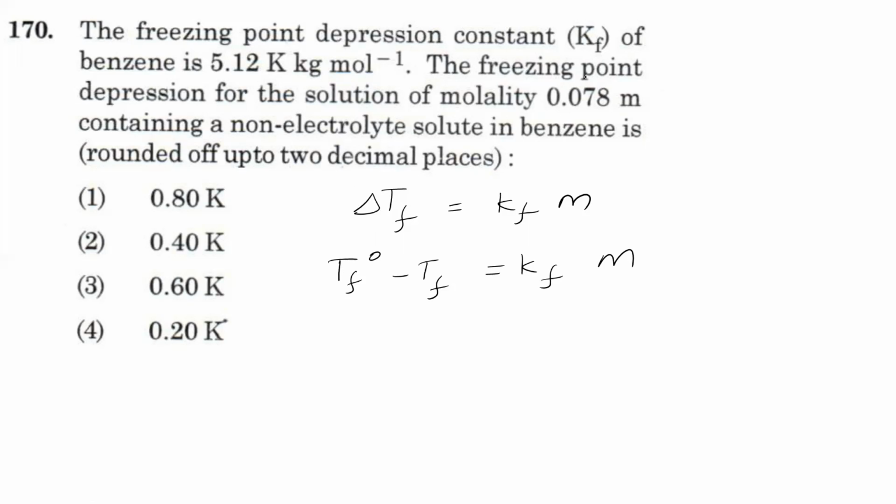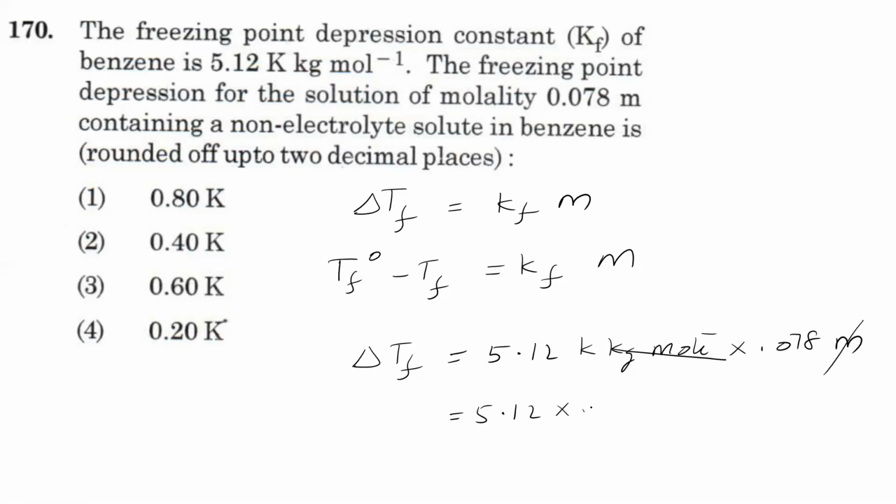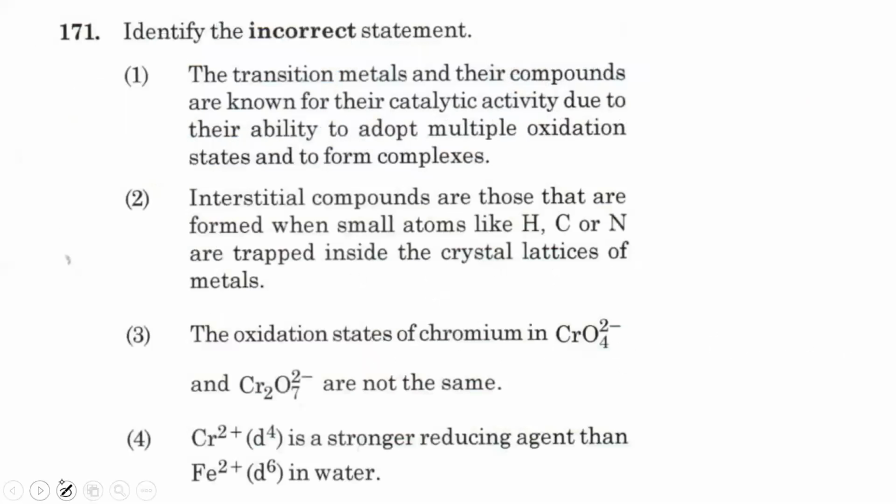They are asking only about the freezing point depression, delta Tf. So delta Tf is equal to Kf, which is 5.12 Kelvin kilogram per mole, times the molality 0.078 molal. The molal and kilogram per mole cancel, so it is equal to 5.12 into 0.078 Kelvin. So the answer for this question is 0.4 Kelvin. It is the depression of freezing point we got.